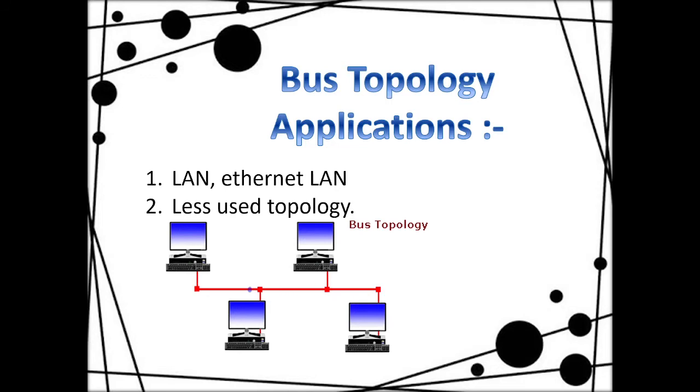The application of the bus topology is LAN, and it is the less used topology. Why is it used less? Because in this bus topology, there is only one cable connecting the whole system. So if the cable length is small, it is used for small area networks only.